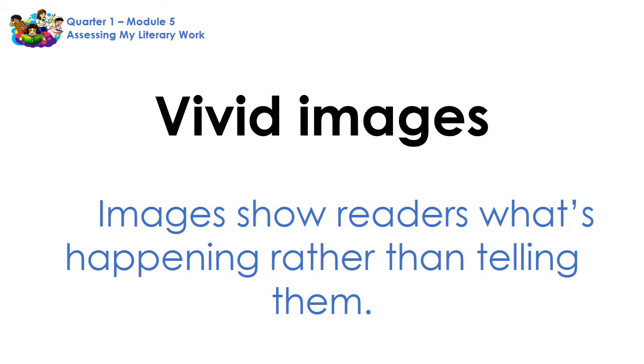Vivid images is the third guideline in good poetry. Images show readers what's happening rather than telling them. We don't want to hear that the old man was sad. We want to see him struggling to hold back a sob and blinking away the tears in his eyes.